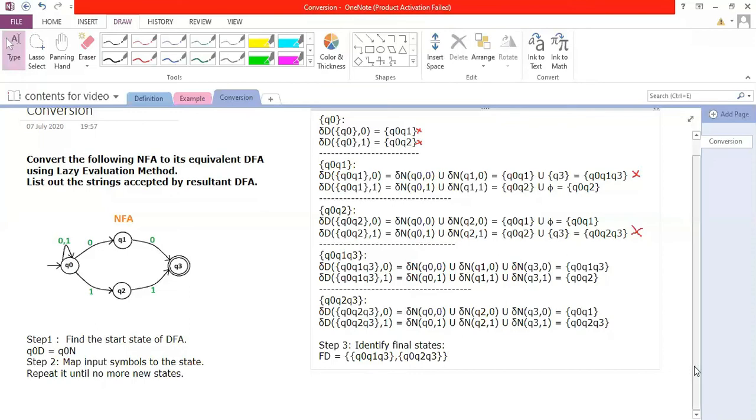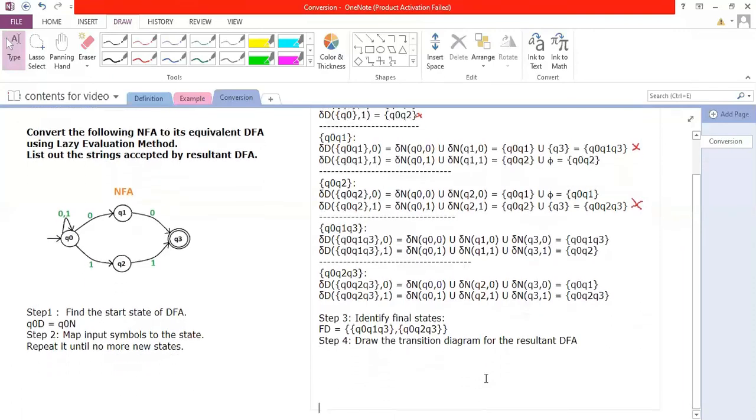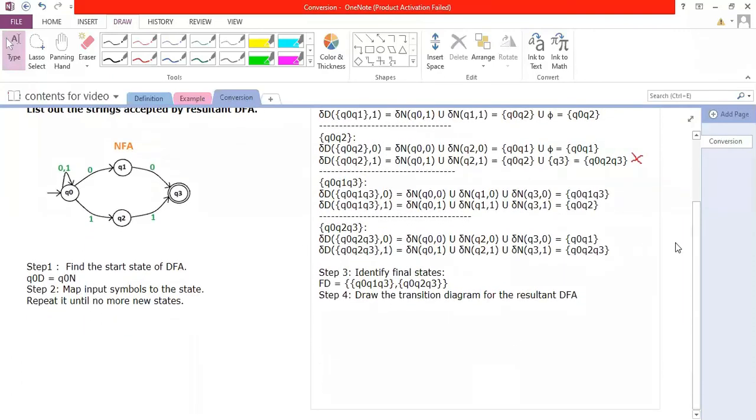Now we move forward to understand what is the next step. The next step is to write the transition diagram for the resultant DFA. Draw the transition diagram for the resultant DFA. How? By checking the transitions now. Fine. Let's see how I do it.